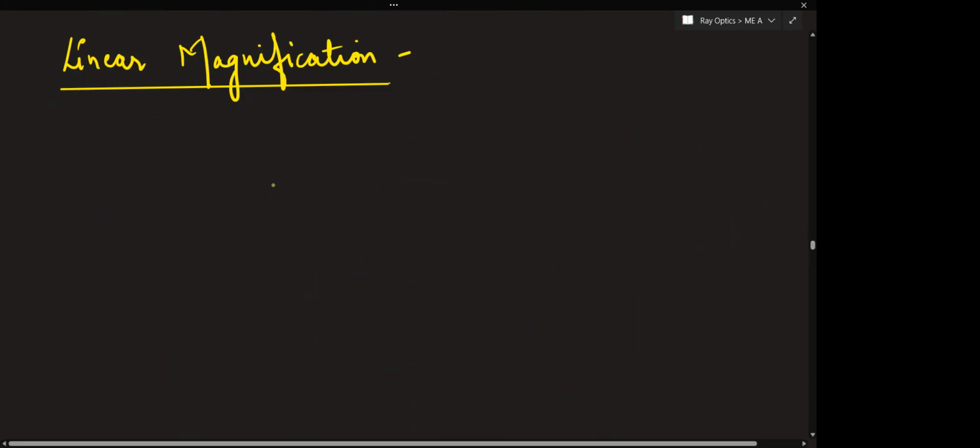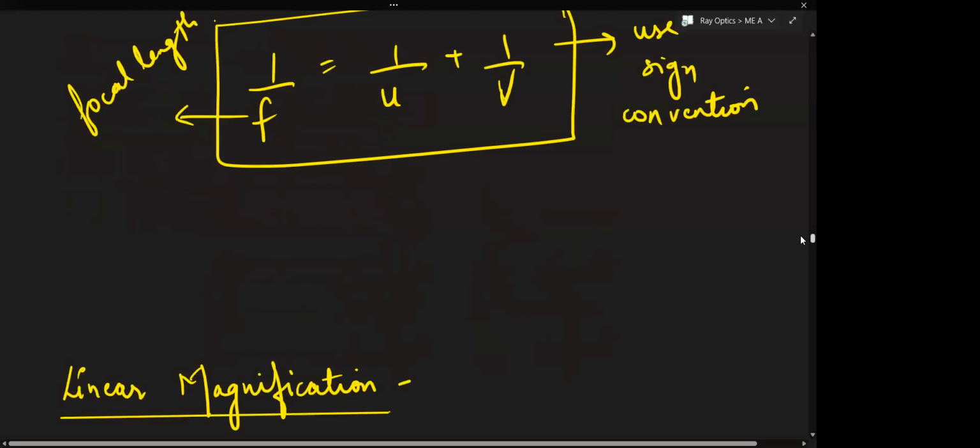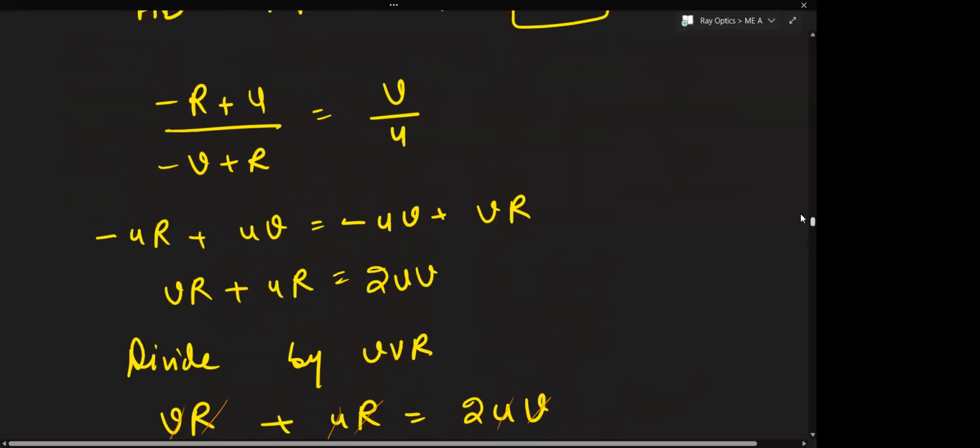So what is meant by linear magnification? Linear magnification is simply height of image by height of object. So HI here means height of image, and HO or H naught you can say is height of object. Now the derivation which we were doing, using that only you can figure out the formula for this.